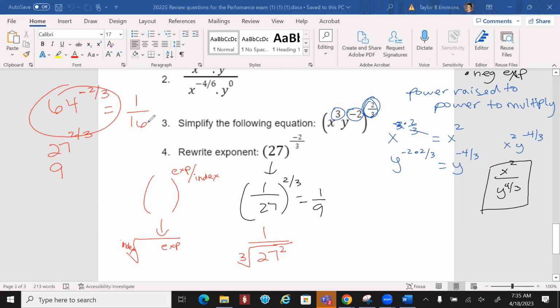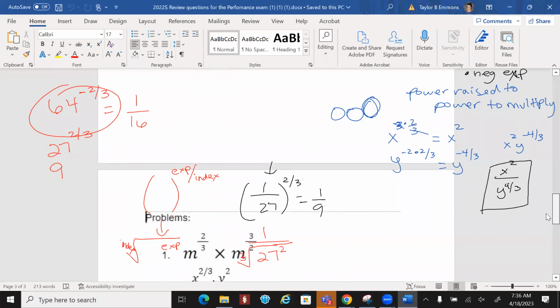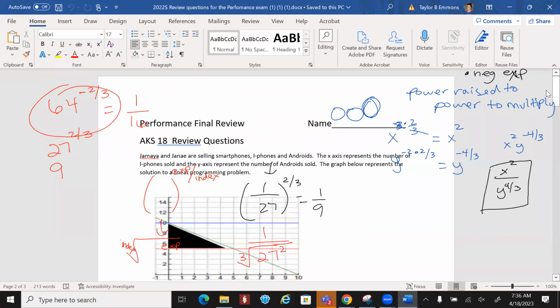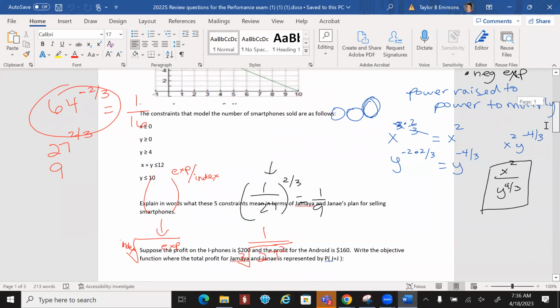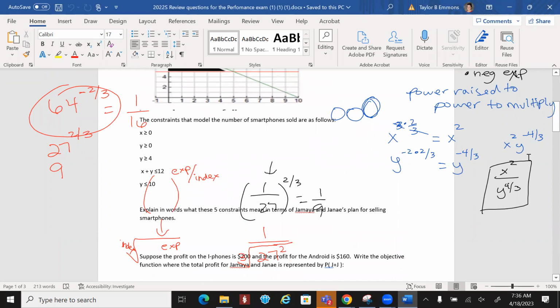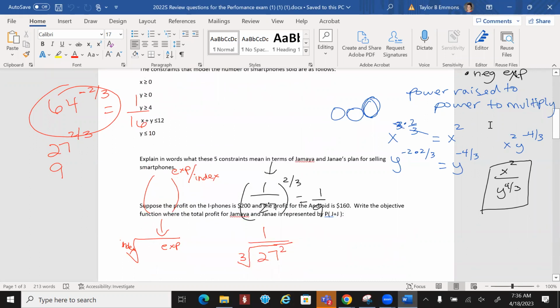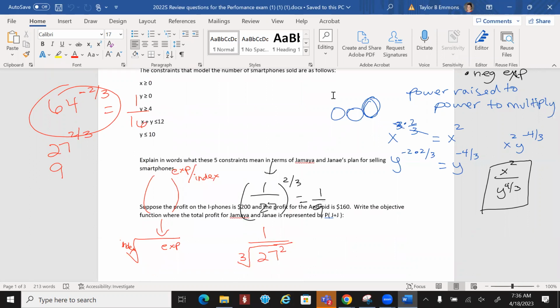Now, if you're like, I don't want to remember all these exponent rules, if you want to go back and do the first one, that's totally okay too. The first one is everything that we learned this unit. It's not super terrible, but you're writing the constraints and what they represent. There's a lot more explaining in this one than in the other ones. Again, do whatever makes you feel comfortable.